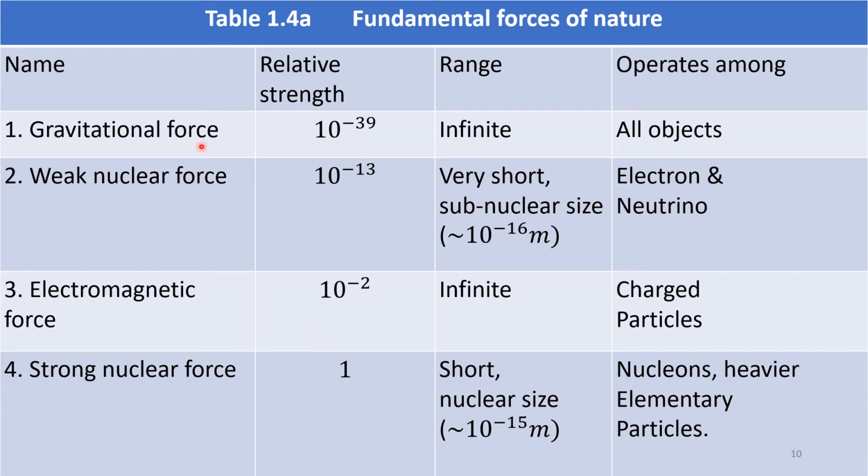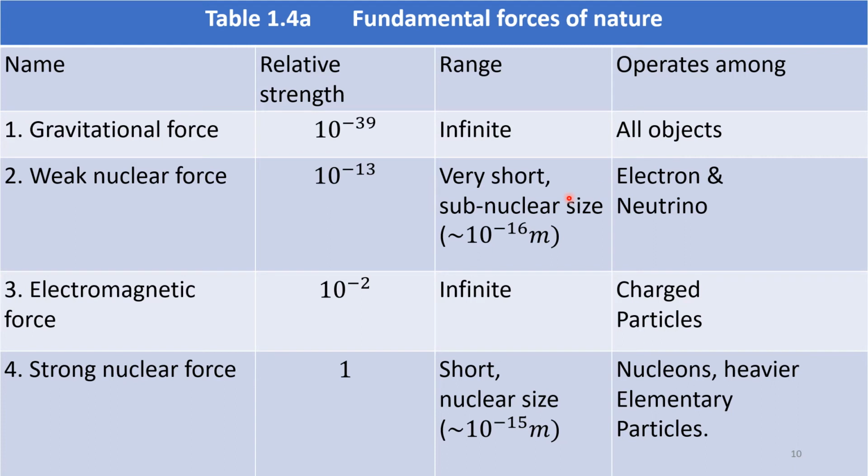That is, the gravitational force is weakest of all and its relative strength is 10 to the power of minus 39. That is, if strong nuclear force is 1, then gravitational force is 10 to the power of minus 39 and weak nuclear force is 10 to the power of minus 13 and electromagnetic force is 10 to the power of minus 2. The range of the gravitational force is infinite, a very large range. It operates among all objects.